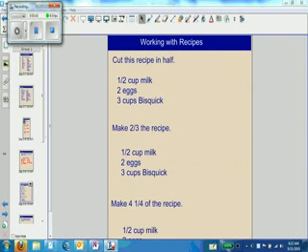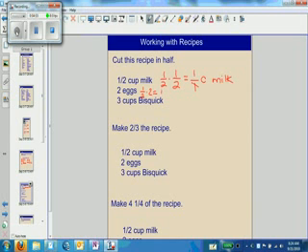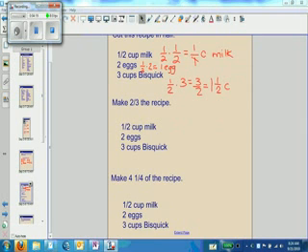We're going to cut this recipe in half. So when I cut a half a cup of milk in half, I get 1/2 of 1/2, which equals 1/4 a cup of milk. A half of 2 eggs is going to be 1 egg. Pretty easy. A half of 3 cups equals 3 halves, which is 1 1/2 cups of Bisquick.